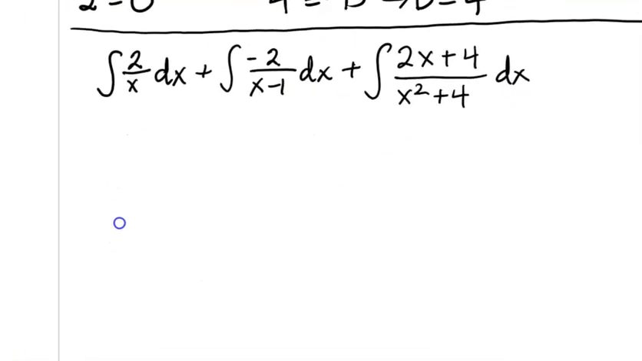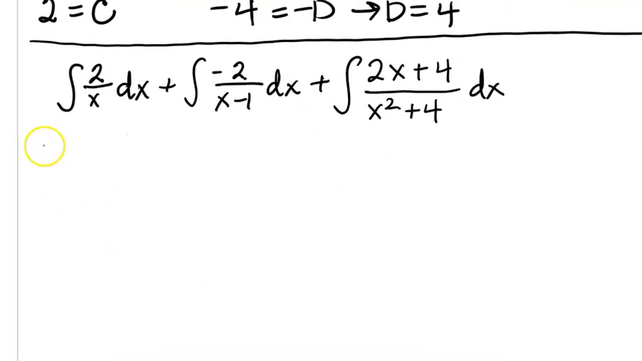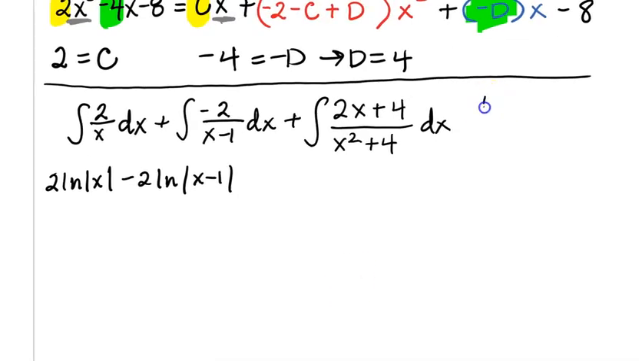So now let's actually start integrating. The first two are rather straightforward. They're natural log integrals. The last one, however, is not a natural log integral. If I had tried to do u sub, I would see that it wouldn't work because my du would be 2x dx, but I have a 2x plus 4.